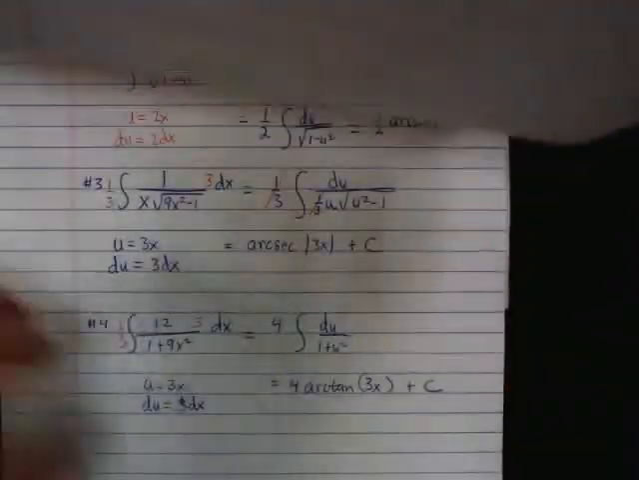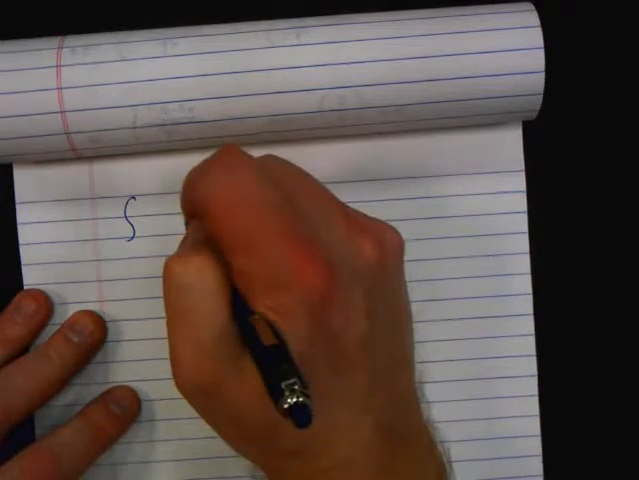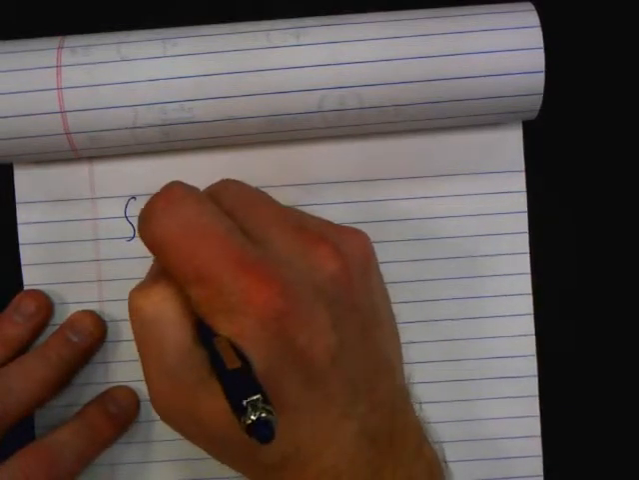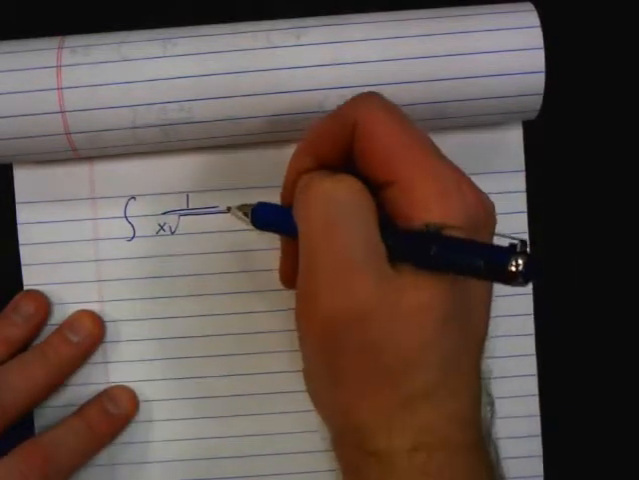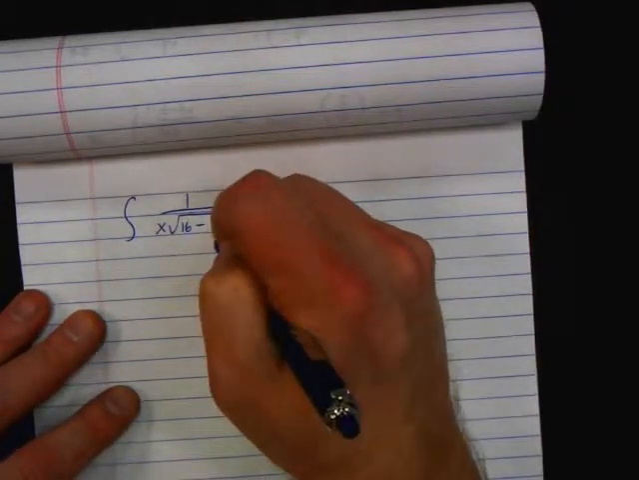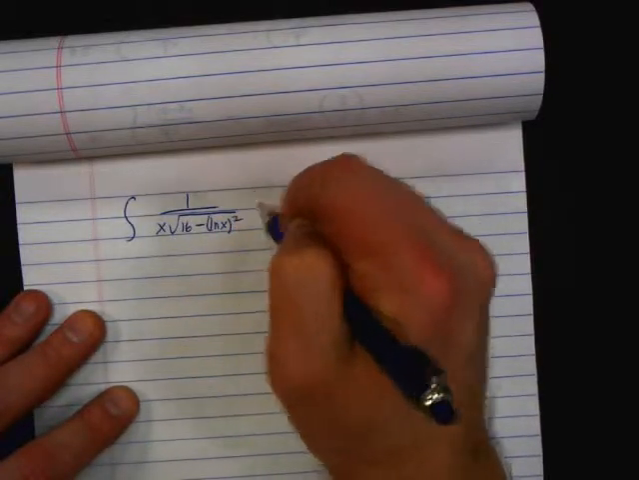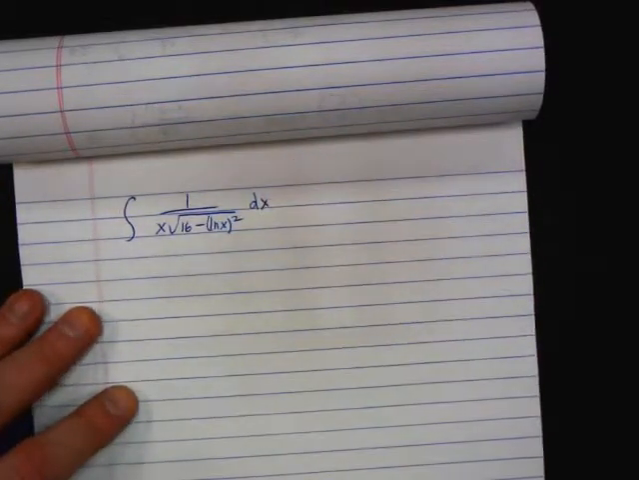Alright, so let's do some examples where a is not the number 1. And maybe where they're not so obvious. How about the integral of 1 over x times the square root of 16 minus ln of x squared dx.